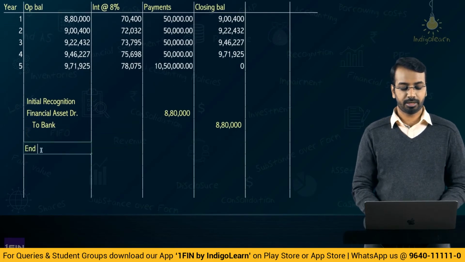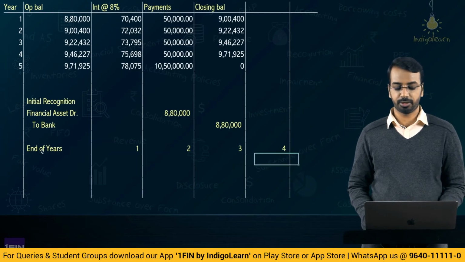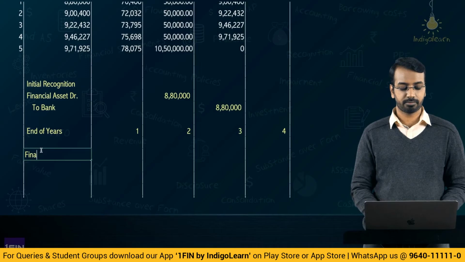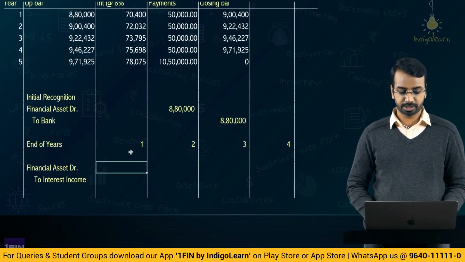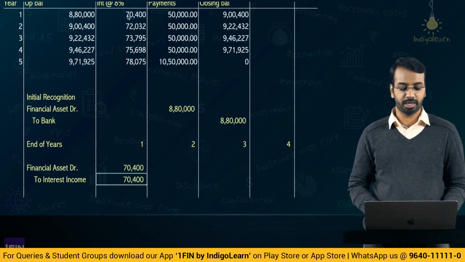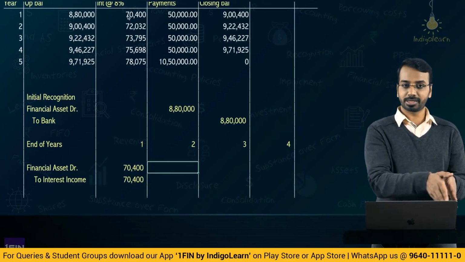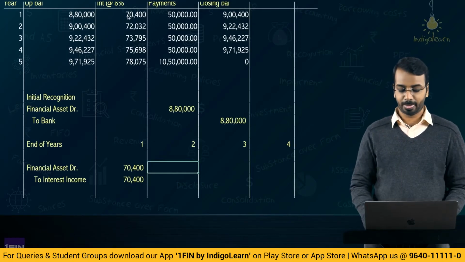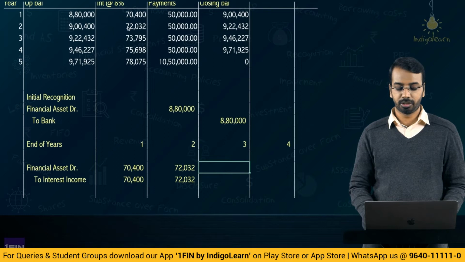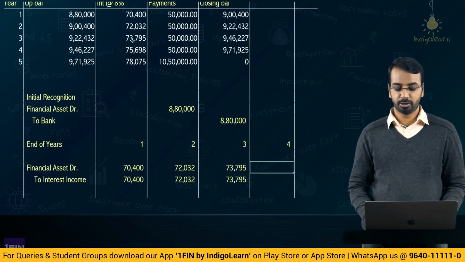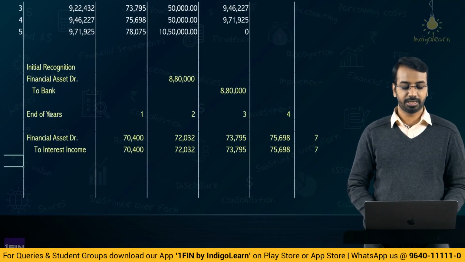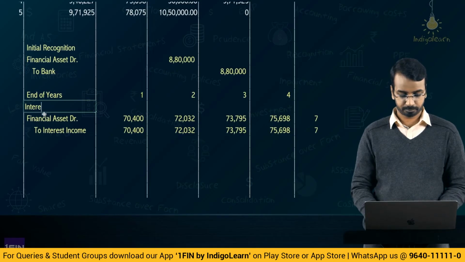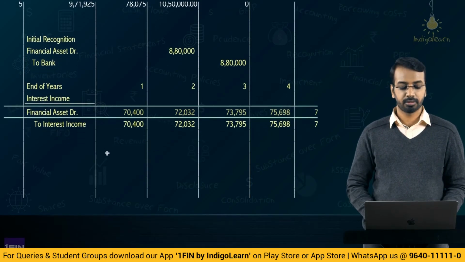Then, end of years 1, 2, 3, 4, 5. End of each year, you will recognize interest. So, you would say financial asset debit to interest income, because you will get interest income. First year interest income will be how much? 70,400 debit, 70,400 credit. Okay. So, I am writing in the single column. In exam, please write in 2 columns, and don't try to make a summarize thing, kind of summarize entry like this. You have to write entry by entry. Okay. Second year 72,032 and 72,032. Third year 73,795, 73,795. Fourth year 75,698, 75,698, and fifth year you will have 78,075 and 78,075. This is the interest entry. Okay, each year. Then this is the interest income.